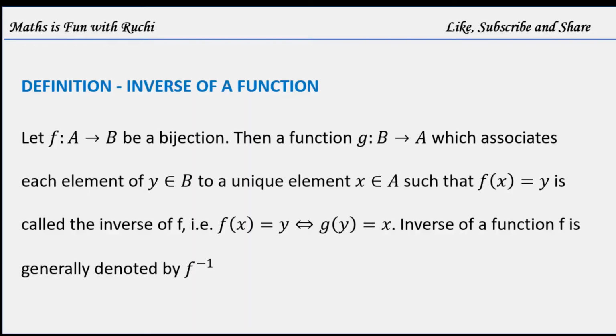Let f: A to B be a bijection. So what is the meaning of bijection? It is one-one and onto. Then a function g: B to A which associates each element y belonging to B to a unique element x belonging to A, such that f(x) is equal to y, is called the inverse of f. That is, f(x) = y if and only if g(y) = x. The inverse of a function f is generally denoted by f inverse.